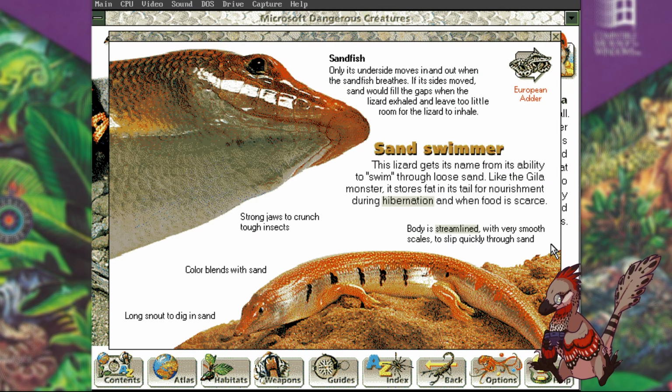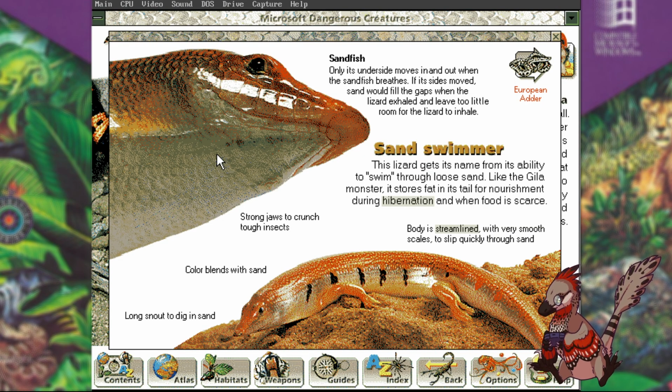Right, sand swimmer. The sandfish has the equipment necessary for living in the desert. Oh my God, this thing is adorable. How have I never heard of this? Sandfish. I love this picture especially. He looks so happy. All right, sandfish. Only its underside moves in and out when the sandfish breathes. If its sides moved, sand would fill the gaps when the lizard exhaled and leave too little room for the lizard to inhale.